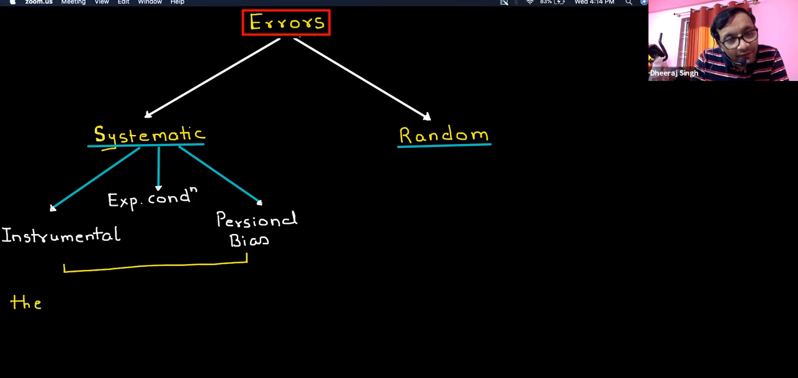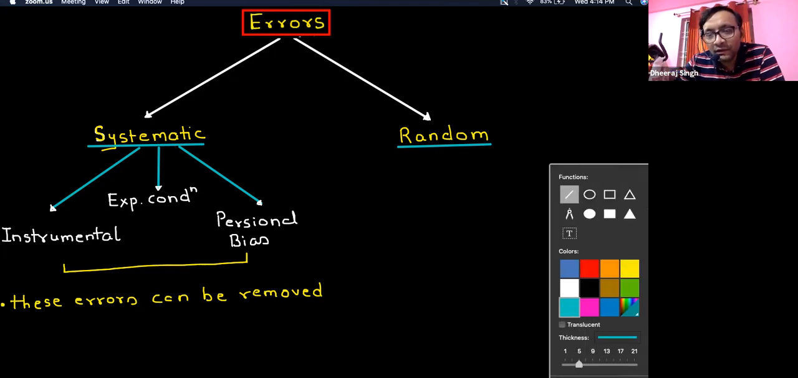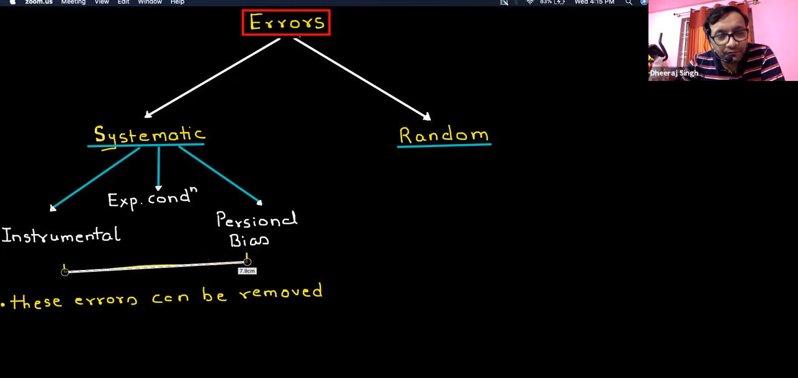These errors, write down, these errors can be removed. Have you ever bothered how you remove these errors? How can I remove these errors? Anyone? We do something in every experiment to remove these errors. What we do? Every lab record you make, do you write like this? Step number 1, remove zero error. Step number 2, this. Step number 3, that. So you have a step-by-step procedure.